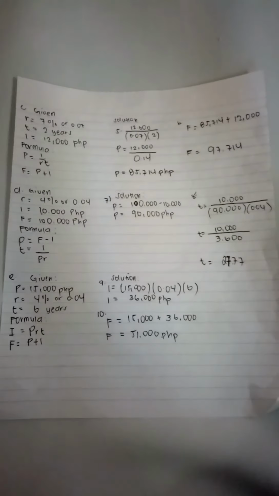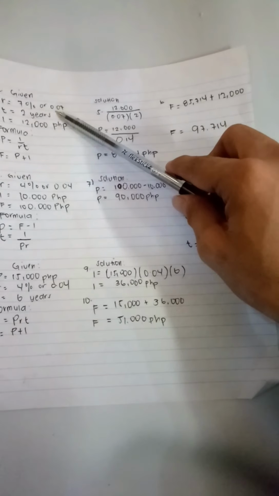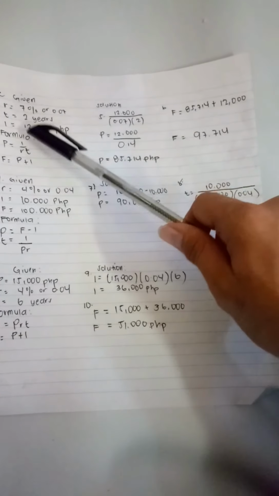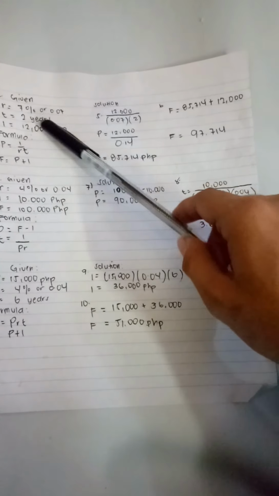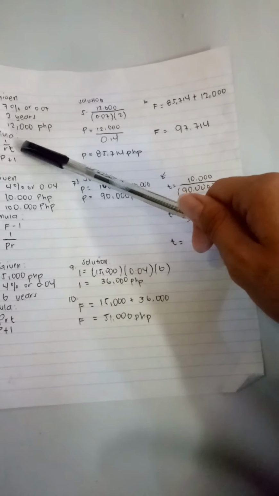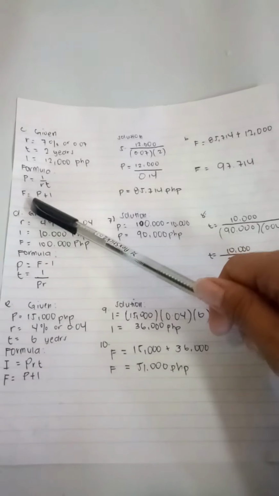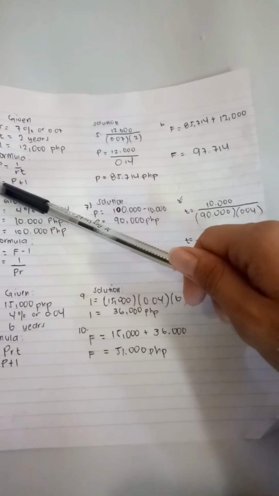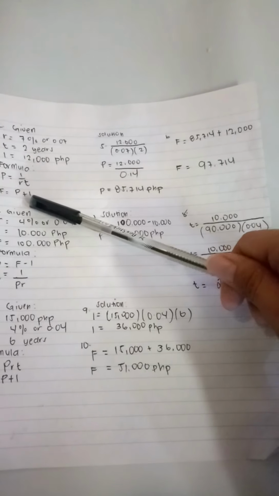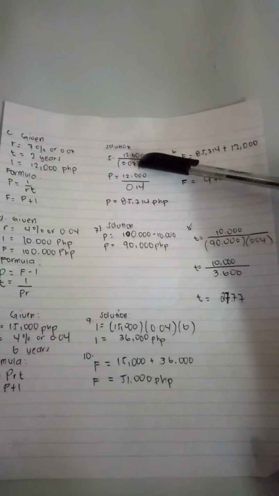For the letter C naman po, meron po tayong given, is meron po tayong R, 7% or 0.07. The next naman po is time is 2 years. The interest equals to 12,000 pesos. For the formula of principal is interest over R times time. For the maturity future value is P for the principal plus interest.